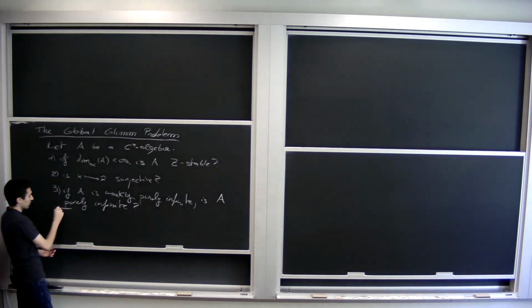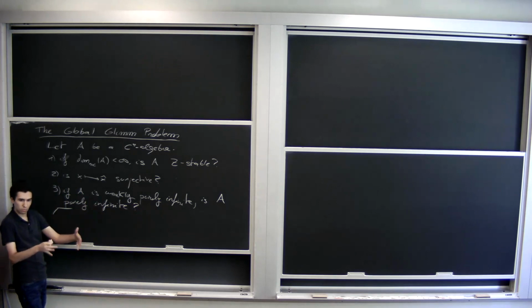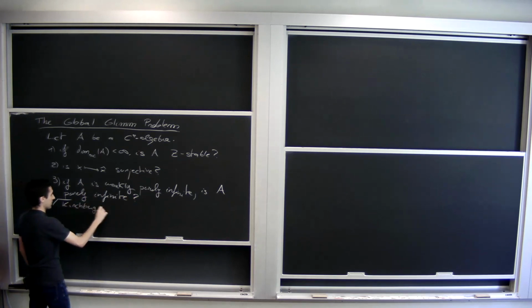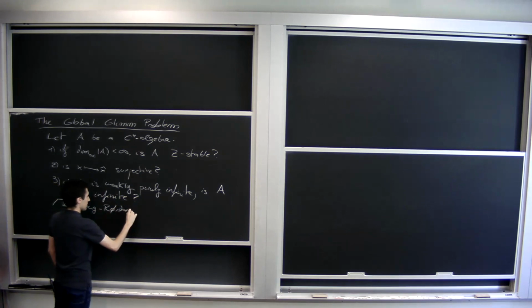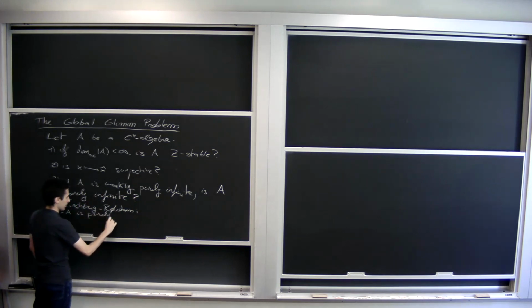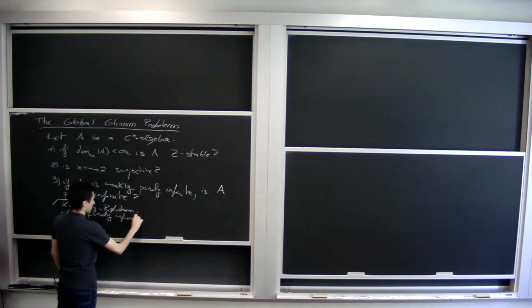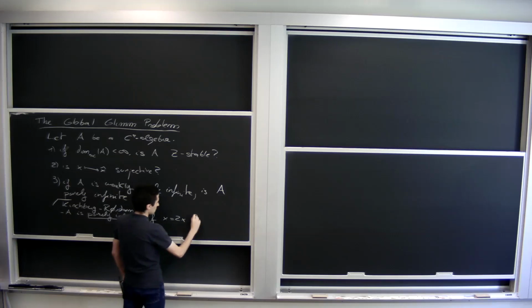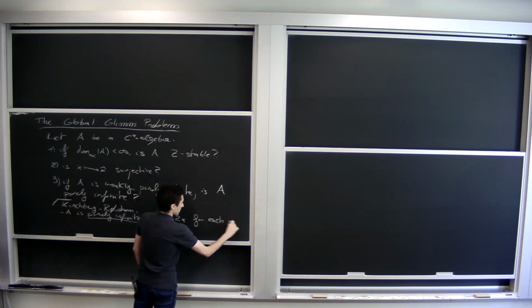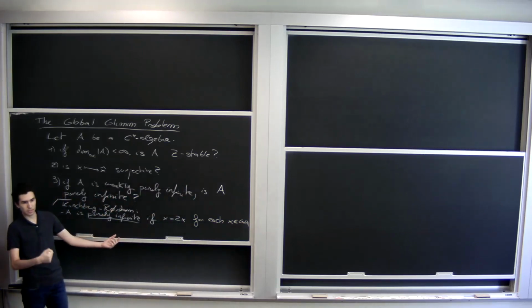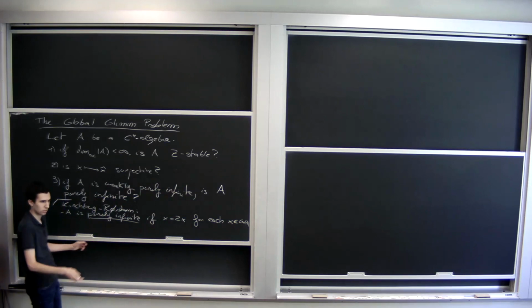So recall what these two words mean in the possibly non-simple setting. This is due to Kirchberg and Rørdam. So one says that A is purely infinite if x is 2 times x for each x in the Cuntz group. Usually this definition is given only for elements in A, not in A tensor K, but you can see that this property passes to stabilizations. So it's the same definition.